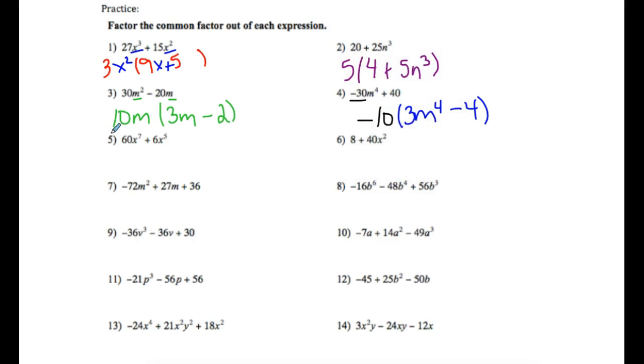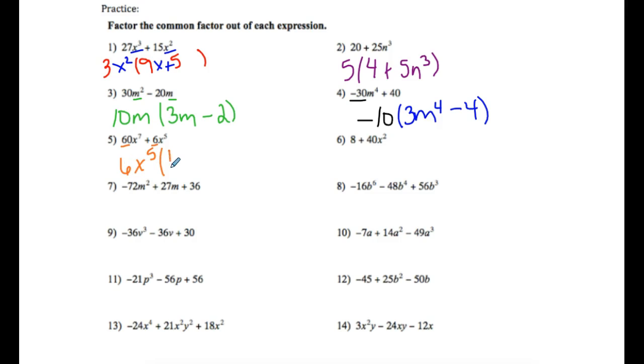Okay, next example, 60 and 6. 60 and 6 can both be divided by 6. X to the 7th means there's 7 x's. X to the 5th means that there are 5 x's. So if I have 5 x's in one, I can take a 5 out of each.